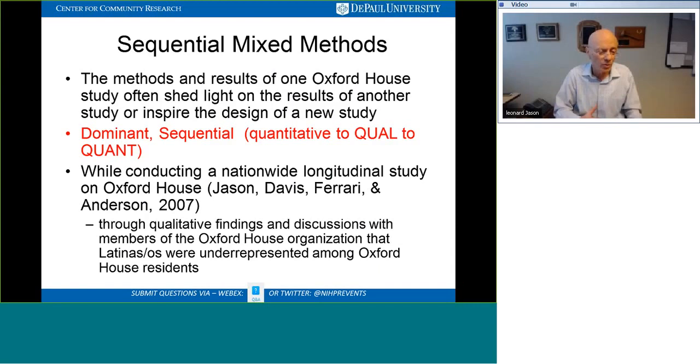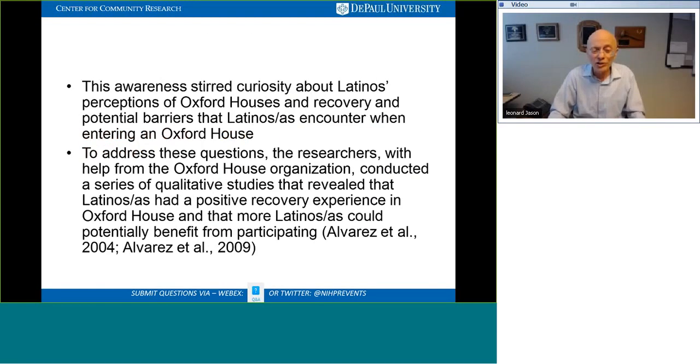So while conducting a nationwide longitudinal study of Oxford House, through qualitative findings and discussions with members of the Oxford House organization, we found that Latinos were underrepresented among Oxford House residents. This awareness stirred curiosity about Latinos' perceptions of Oxford Houses and recovery and potential barriers that Latinos encounter when entering an Oxford House. To address these questions, we as researchers worked with the Oxford House organization, and we conducted a series of qualitative studies that revealed that Latinos had a positive recovery experience in Oxford House and that more Latinos could potentially benefit from participating.